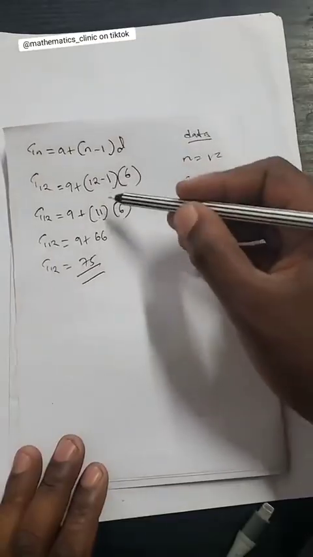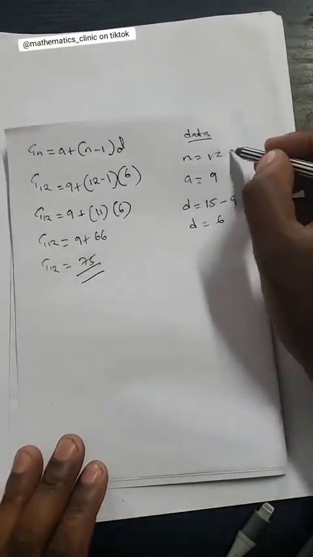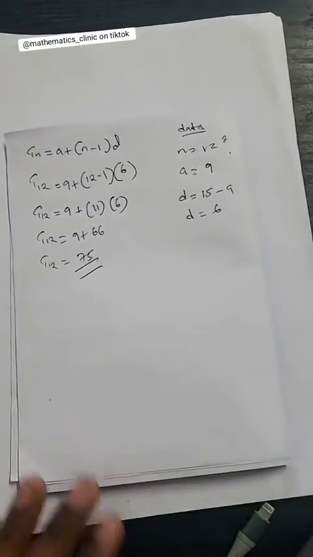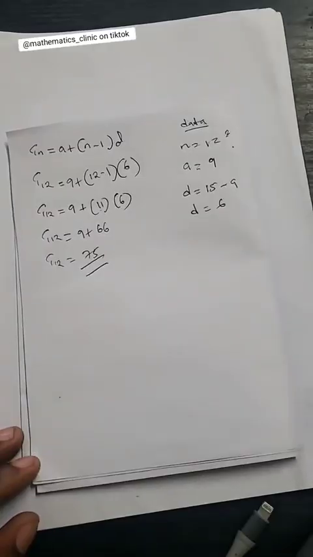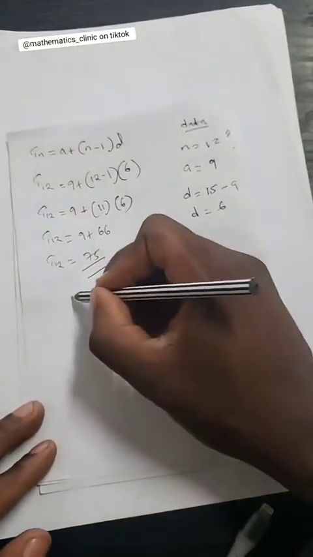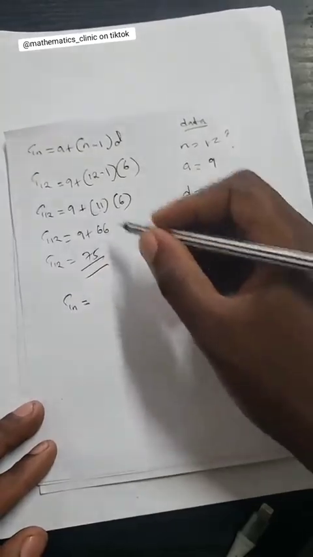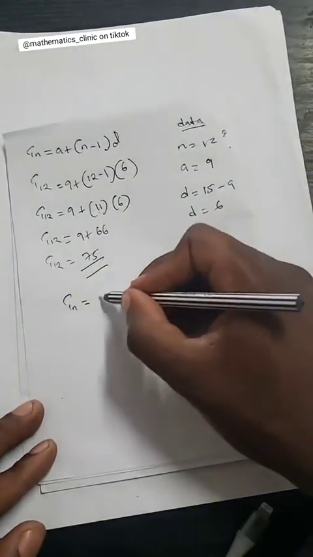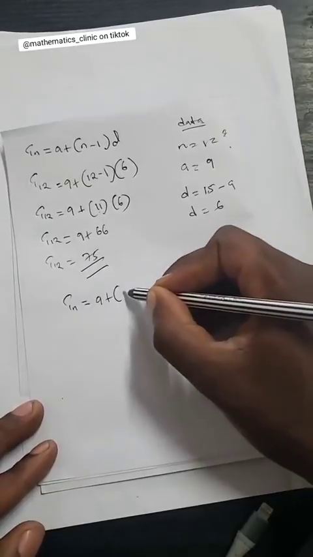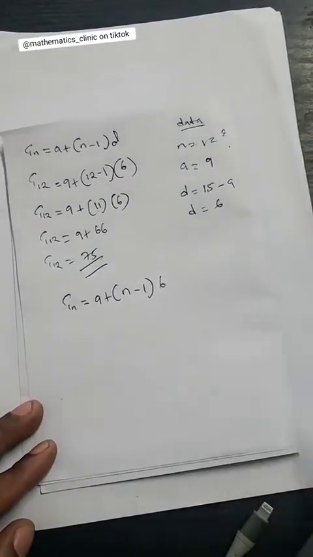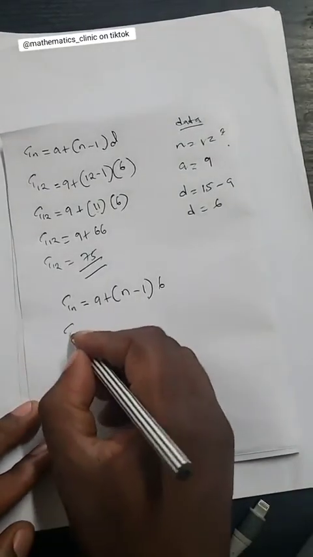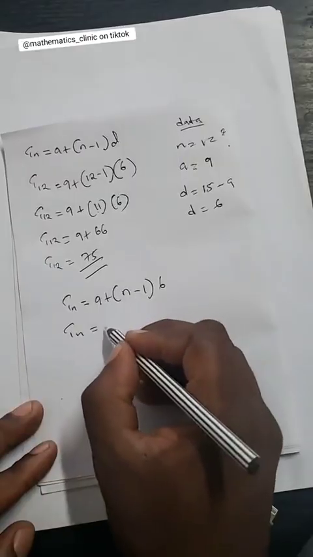What they mean is that we use the same formula, but n this time is not given. Find the formula for the nth term, but n is not given. So we say nth term is equal to, where there is a, we know a, it's 9, plus, open bracket, n minus 1. Where there is d, we put 6.